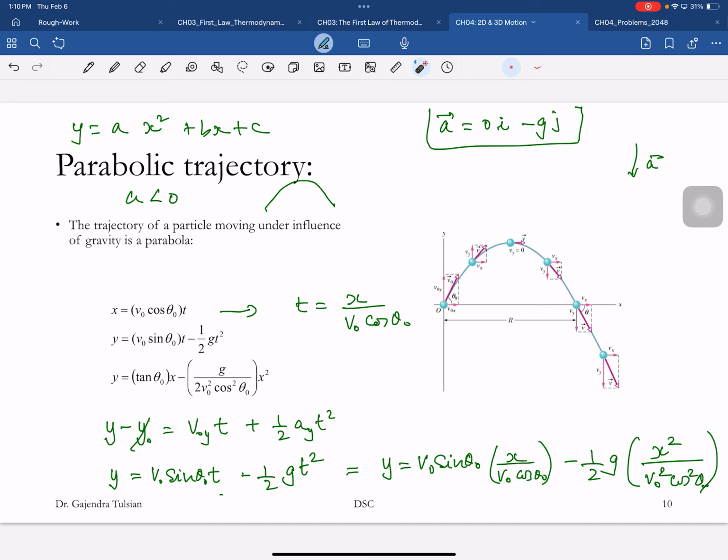Why is the trajectory of the other one not a parabola? You have to account for air resistance, so the acceleration is not constant. You get a parabolic trajectory when the acceleration is constant. So that's what we showed.